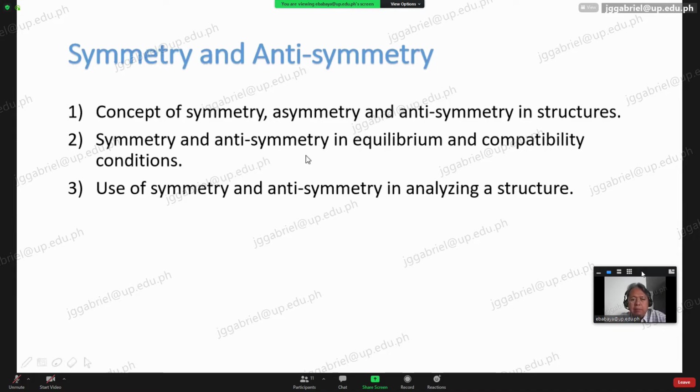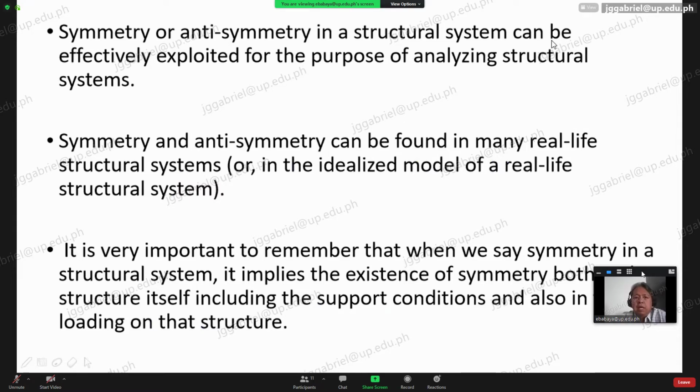Symmetry and antisymmetry in equilibrium and compatibility conditions, and then the use of symmetry and antisymmetry in analyzing a structure. Symmetry or antisymmetry in a structural system can be effectively exploited for the purpose of analyzing the structural system.